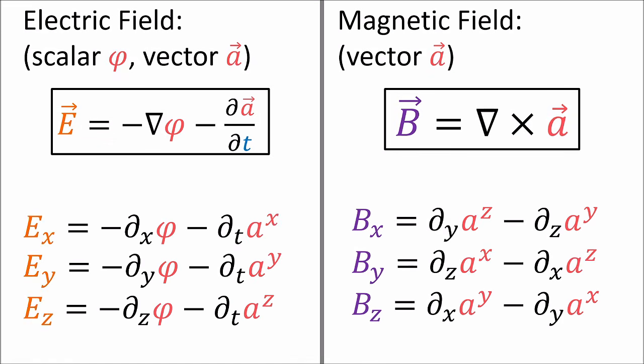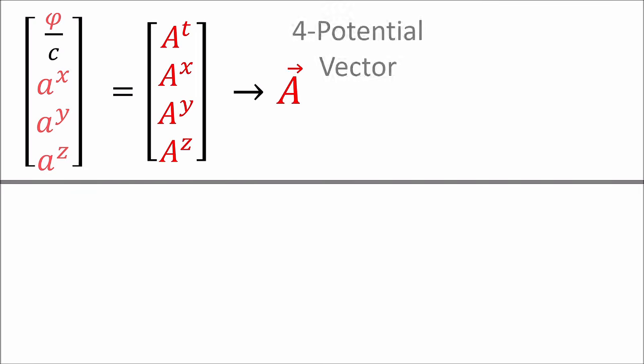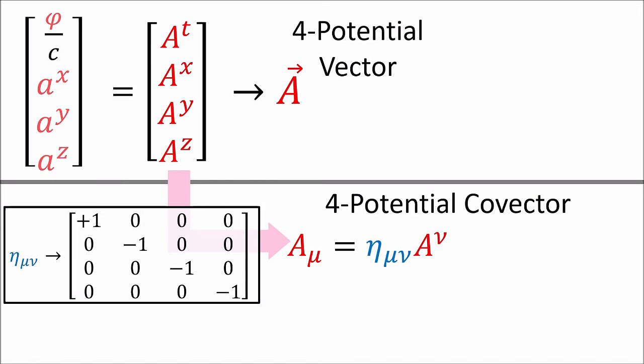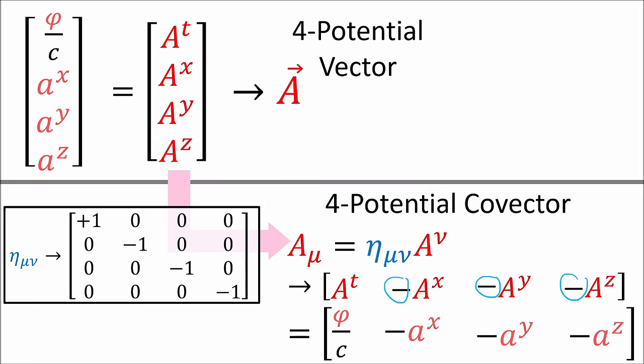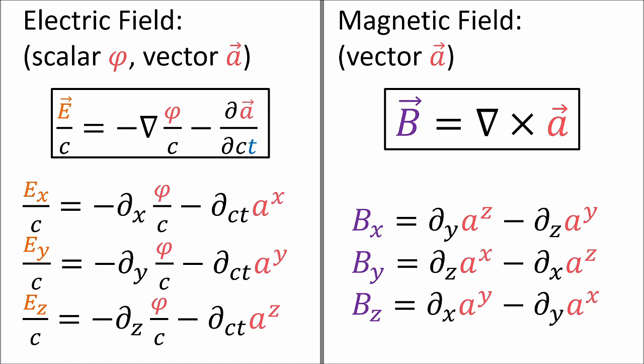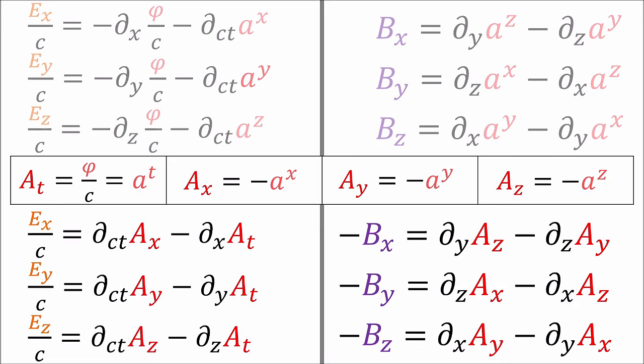Writing out the xyz components, we get these 6 equations. Now, it turns out that we can combine the electric and magnetic potentials into a space-time 4-vector capital A, where the time component is the electric potential divided by the speed of light c. We can also lower the index of A using the Minkowski metric, which adds negative signs to the space components. So with the equations for the electric field, we'll divide both sides by the speed of light c. It should now be clear that we can replace all the potential terms with the components of the 4-potential capital A.